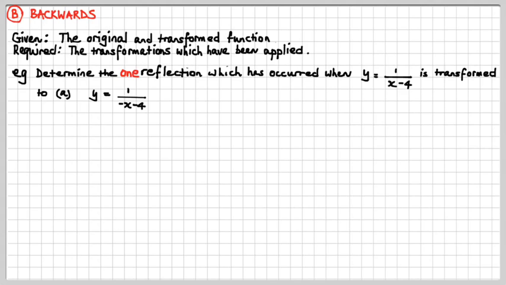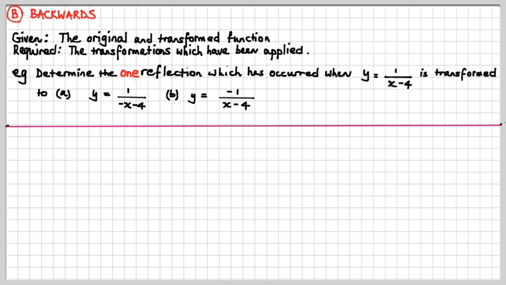E.g., determine the one reflection which has occurred when y equals 1 over x minus 4 is transformed into 1 over minus x minus 4. And again, you'll notice that minus there is under the span of the vinculum, so the minus is only applying to the x term. If that minus had been stuck outside there, it would be minusing the whole expression, which is a different kettle of fish altogether. So be careful, please. Secondly, is transformed by number B, minus 1 over x minus 4. Alright, here we go.